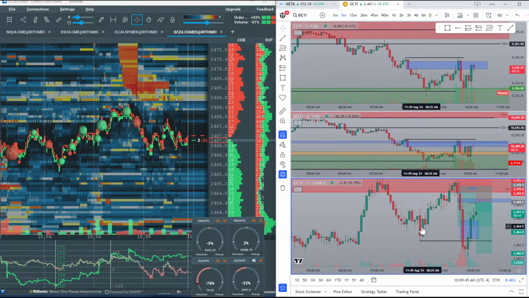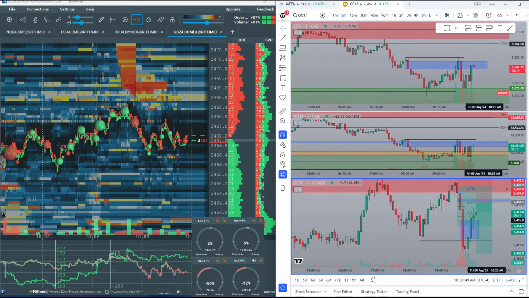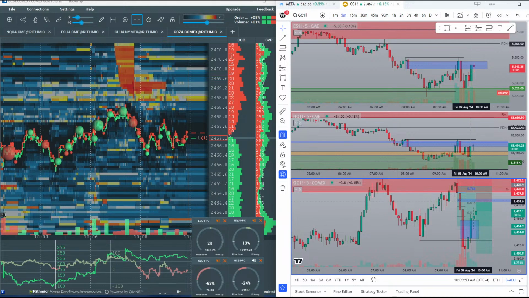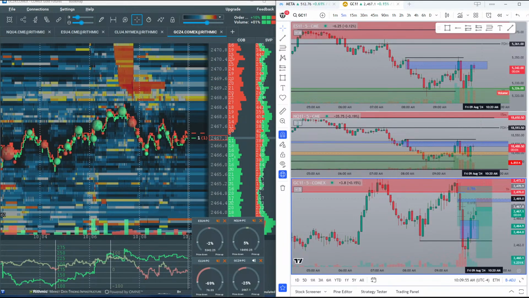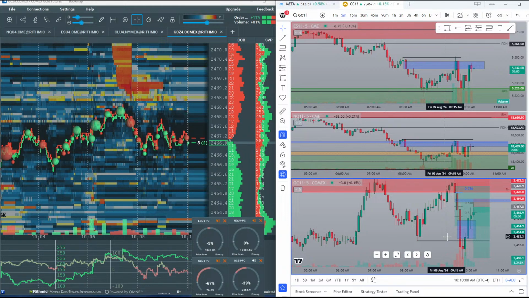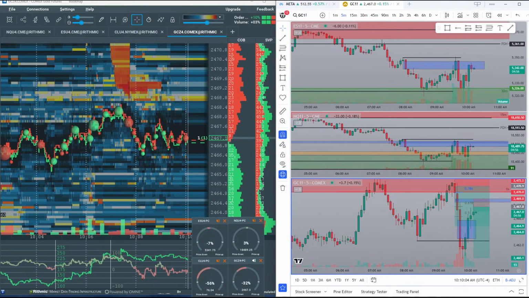Chopping around, 15 seconds left on this 5-minute. We are getting close, sort of, to what I'm looking for. Let's see. Yeah, I like that 5-minute close. I'm going to take a crude oil short.